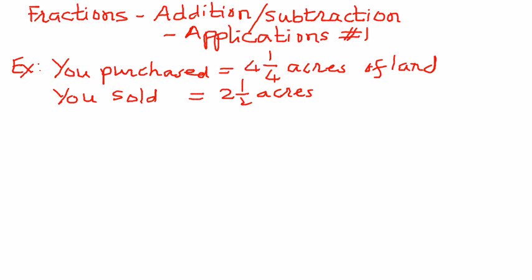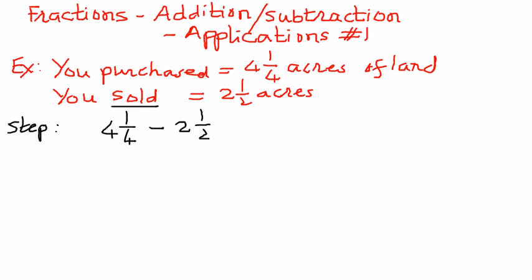So these types of problems we can think about as application problems, and the way we can translate it to reality is by writing it out in this manner. You had 4 1/4 acres of land last year, and you sold. Sold means you're going to subtract. You're going to take away from what you have, minus 2 1/2. So it is an application problem related to subtraction.